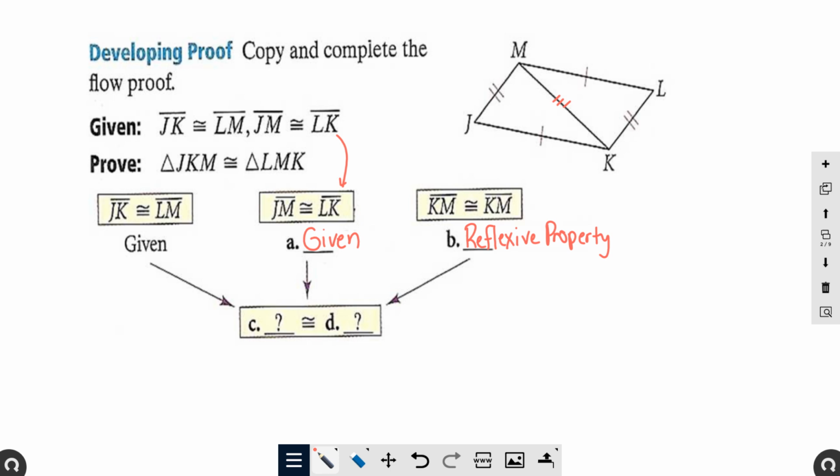Now, what is in your final box is always what you want to prove. So you can copy what you want to prove in this final box. You can put it above it or right over top of those question marks if you want to. I'm going to write it above the box to make it a little neater. So triangle JKM is congruent to triangle LMK. Now, anytime you prove triangles are congruent, you use one of the 5.